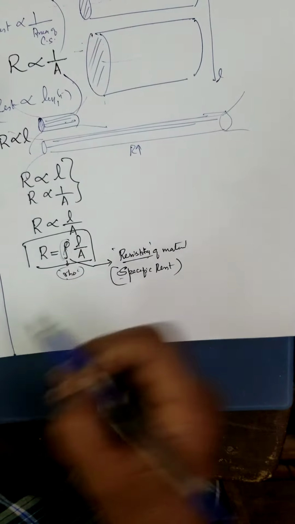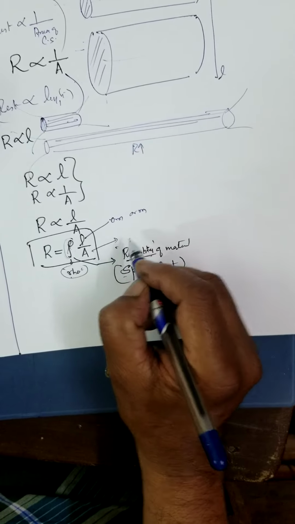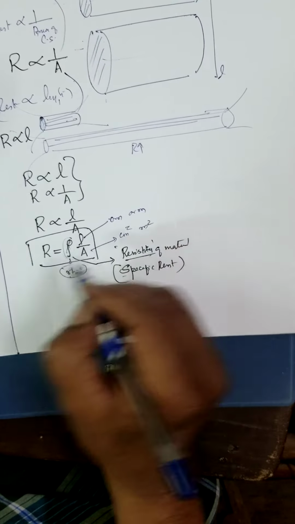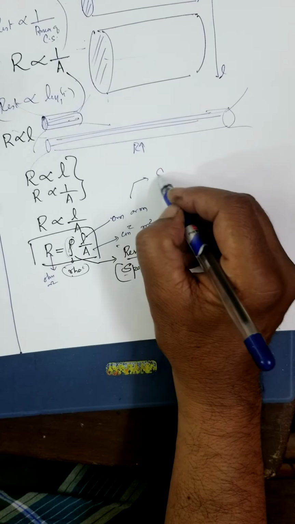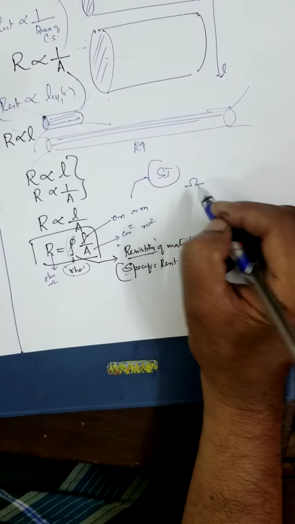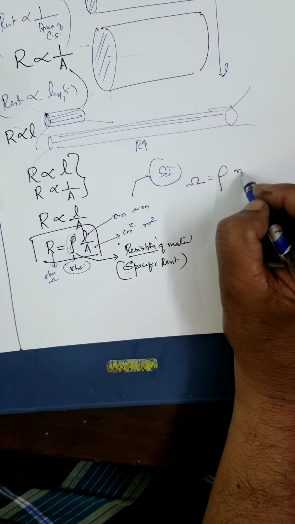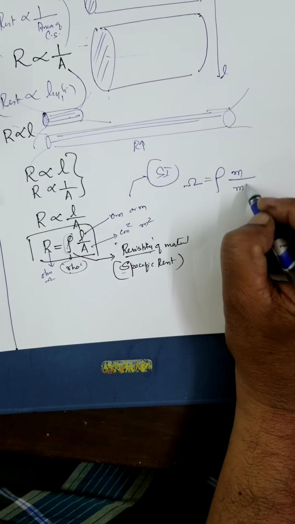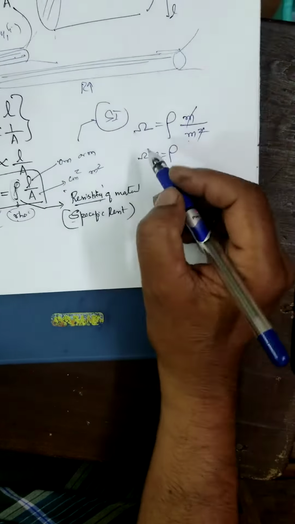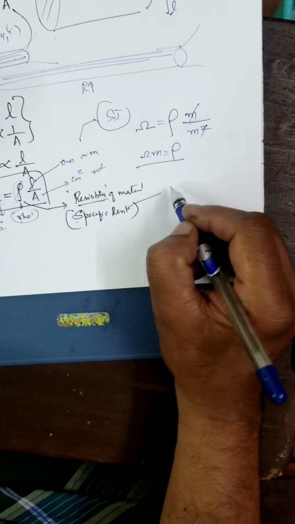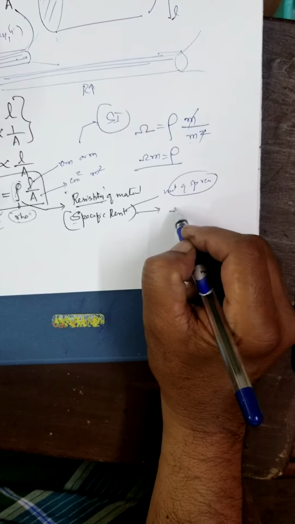Now, what is the unit of this? Length is in centimeter or meter. Area is what? Centimeter square or meter square. Resistance is what? Ohm. Okay. Now, I will write in SI unit. Resistance, ohm. Rho is specific resistance. Length is in meter. Area of cross section, meter square. Meter square cancels, cross multiply, ohm meter, rho. Therefore, what is the unit of specific resistance, or unit of resistivity? Ohm meter.